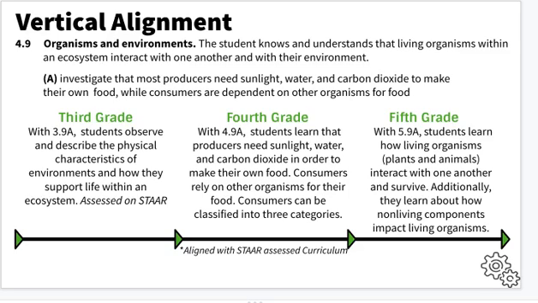4.9a states, investigate that most producers need sunlight, water, and carbon dioxide to make their own food, while consumers are dependent on other organisms for food. In 3rd grade, students are actually observing and describing the physical characteristics of an environment and how they support life. With 4th grade, we are identifying and naming some of the life that is contained inside of those ecosystems and environments, looking at some of the specific needs that those organisms have.